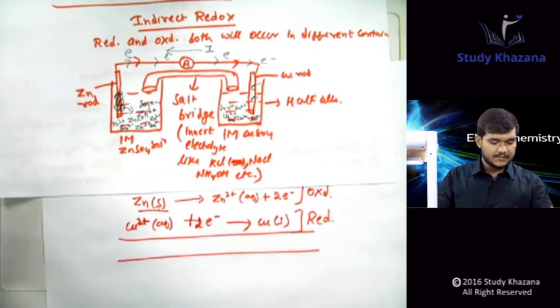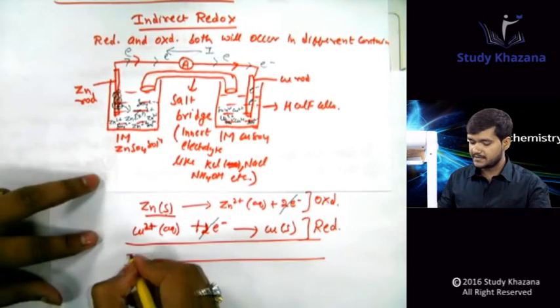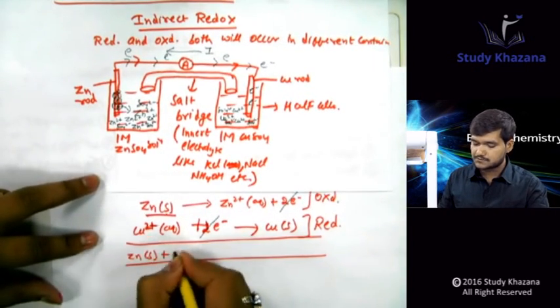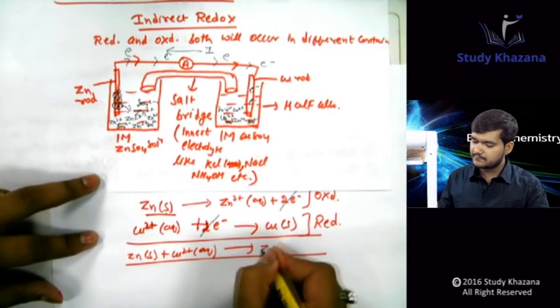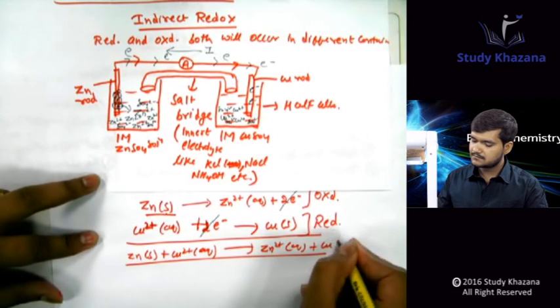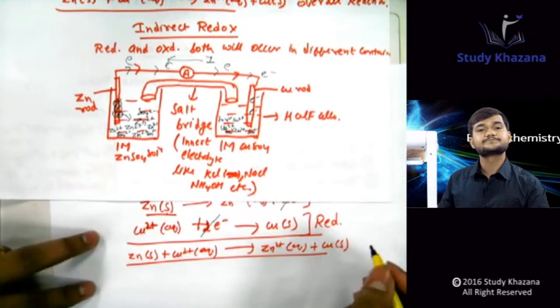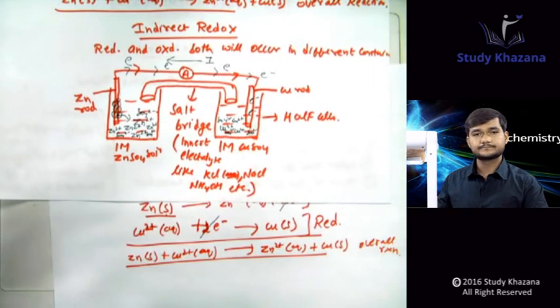Now I will ask you, what is the overall reaction? You simply say the 2 electrons from the opposite sides cancel each other out, and we will get zinc solid plus Cu2+ aqueous giving rise to Zn2+ aqueous plus copper solid. So this is the overall reaction.